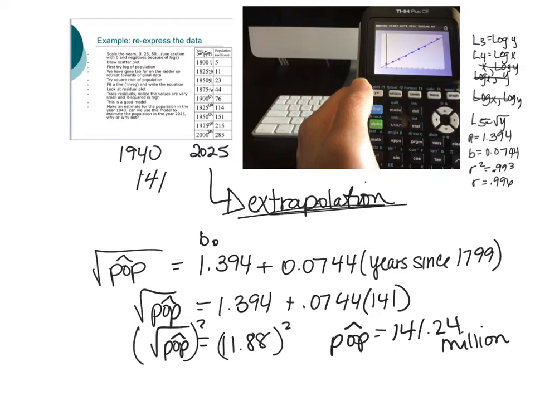So extrapolation is when we try to make a prediction too far outside of the scope of our data. So we wouldn't want to do that. All right, and that's basically the process of re-expressing data. It's a big guess and check model. First, check.